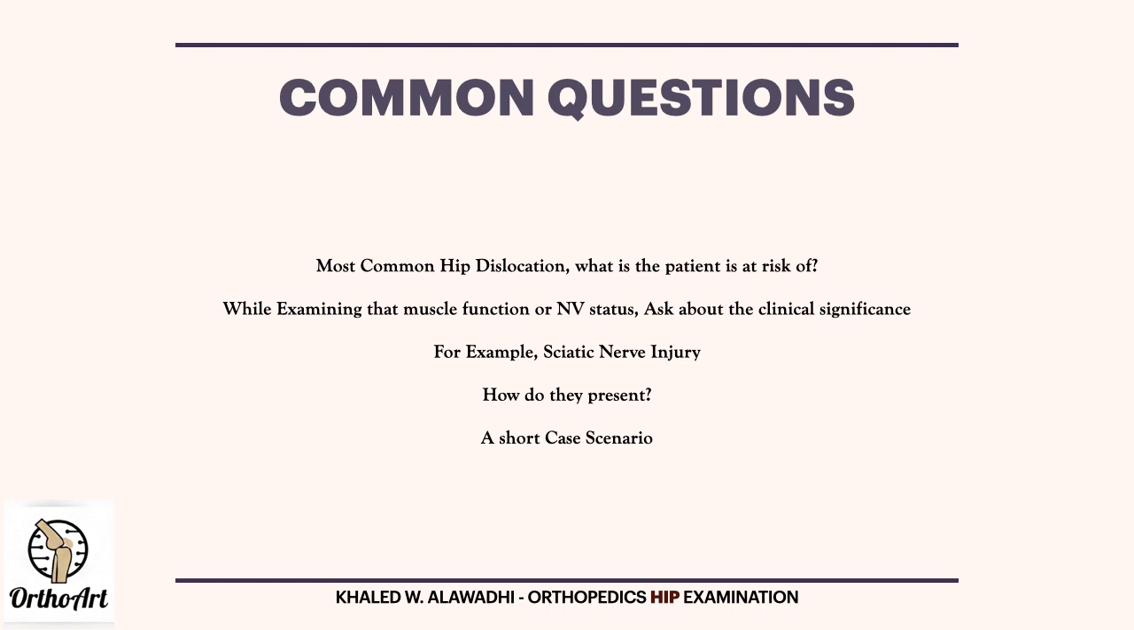Another question is, while examining the muscle function or neurovascular status, ask about the clinical significance. Let's say, for example, a sciatic nerve injury. How do they present? Let's say this patient has this hip dislocation. How do they present? Shortened, externally rotated, based on the scenario. Sometimes the doctor will tell you a short case scenario, and ask what nerve is affected, or how do you manage it, especially in pediatrics, as you will take in a PBL case of patients who have developmental dysplasia of the hip.